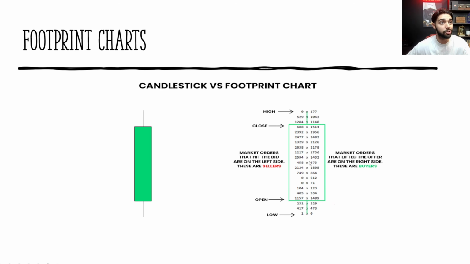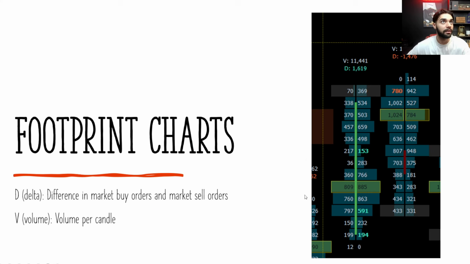But what it will show you that the candlestick doesn't is everything that's going on inside. On the right side, it'll give you all the sellers, all the offers hitting the bid. On the left side, it'll give you all the buyers, all the offers hitting the ask. And this gives you the exact number. Some of them have multipliers, some don't.